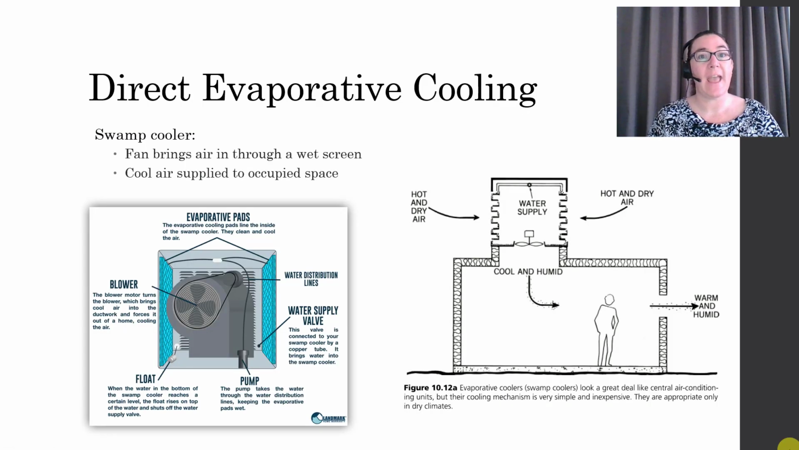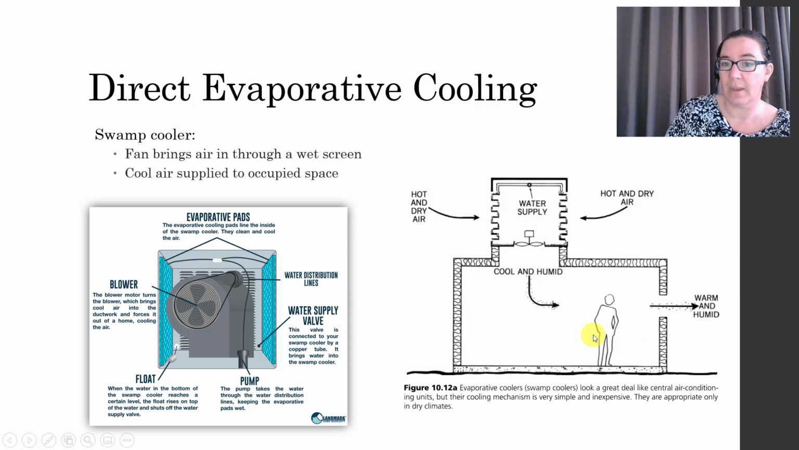Let's take a closer look at direct evaporative cooling. By far the most common way to do this is with a swamp cooler. And the basic mechanism goes like this. A fan is going to bring air in through a wet screen. And as the air goes through that wet screen, it is cooled and humidified. And then the cool air is supplied to the occupied space.